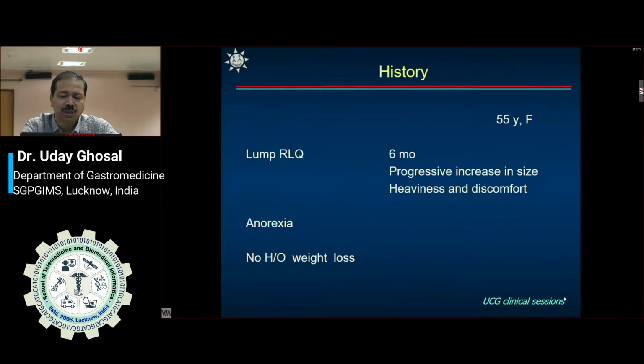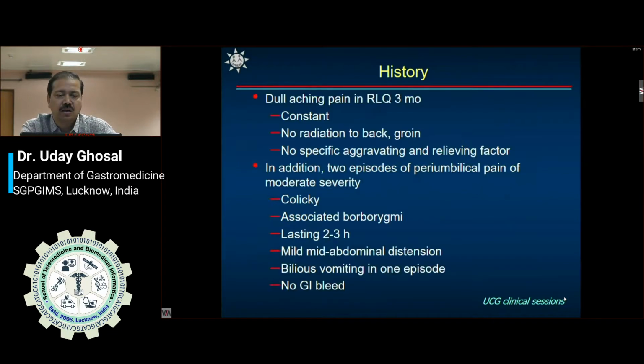This is a 55-year-old female who came to us with a lump in right lower quadrant. It was 6 months in duration, progressively increasing in size with constant heaviness and discomfort. She also had anorexia, but there was no weight loss. She had this pain which was dull aching for last 6 months, got little more in last 3 months. It was constant. There was no radiation to the back or groin, no specific aggravating or relieving factor.